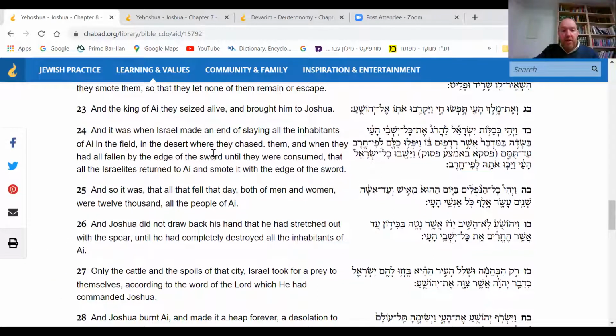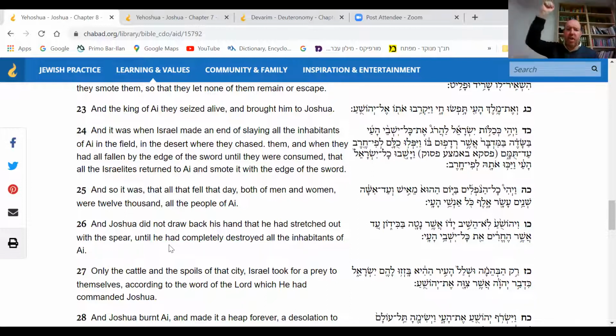And it was when Israel made an end of slaying all the inhabitants of Ai in the field, in the desert, where they chased them, and when they had all fallen by the edge of the sword until they were consumed, that all the Israelites returned to Ai and smote it with the edge of the sword. So they annihilated the whole city as they were commanded. That's the cherem, that's the destruction. And so it was that all that fell that day, both men and women, were 12,000, all the people of Ai.